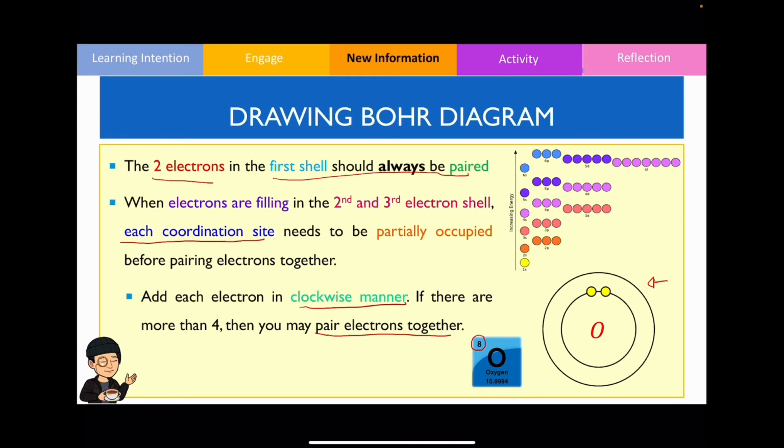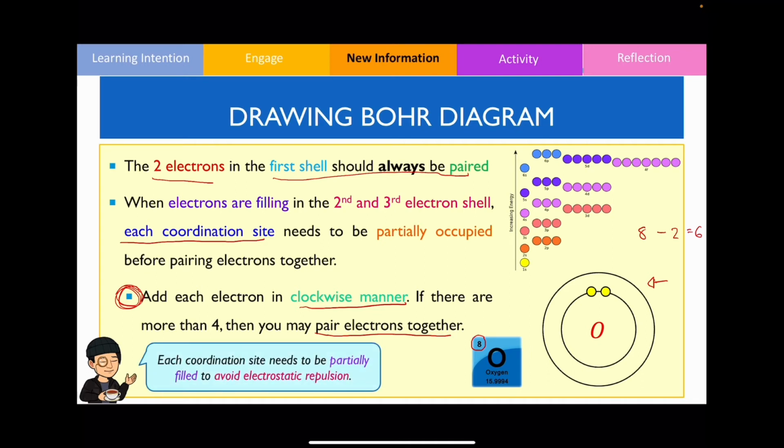So let's look at oxygen. We know that oxygen has 8 electrons. We currently have used 2 electrons. So there should be 6 electrons left, and this should be represented in the second shell. If I follow what this dot point says, let's add electrons in a clockwise manner. So you go 1, 2, 3, 4. And once we've occupied each coordination site, then you may start pairing up the electrons. So you put the remaining 2 like so.